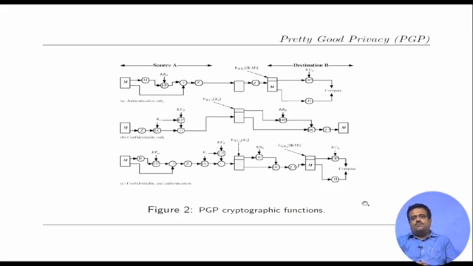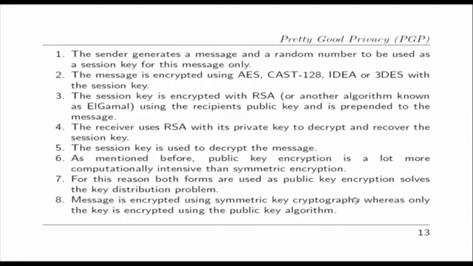This is the way we use both the public key and private key setup in order to get both confidentiality and authenticity. Here we use AES or triple DES for the symmetric key encryption, and for the public key encryption we can use RSA, ElGamal, or any standard cryptographic algorithm. The session key is used for decrypting the message and is randomly chosen by the sender A.